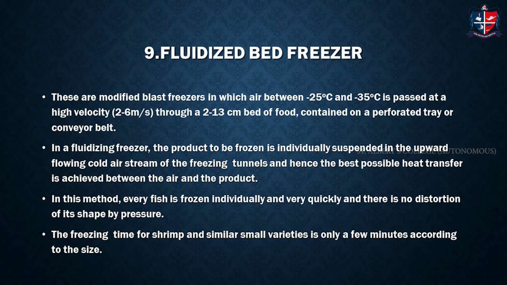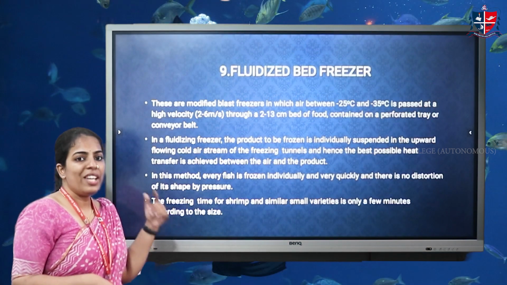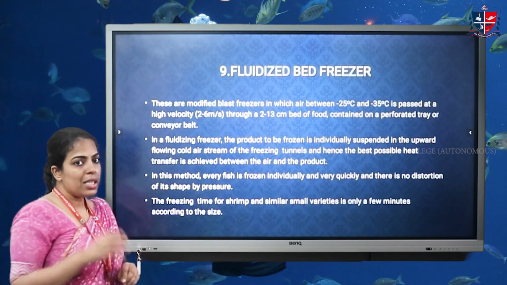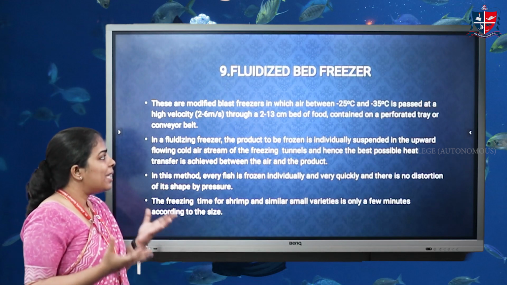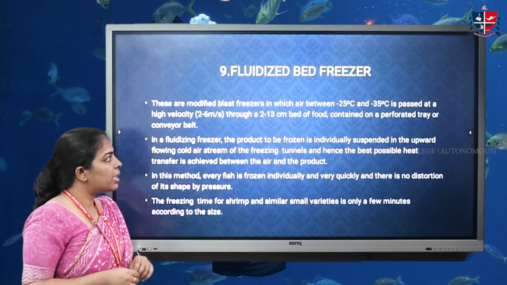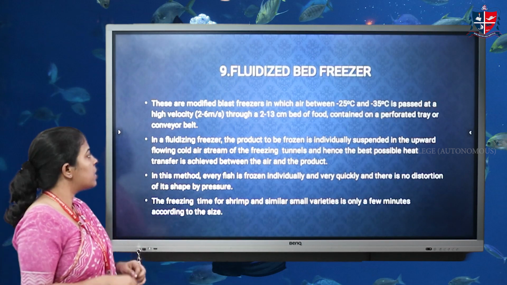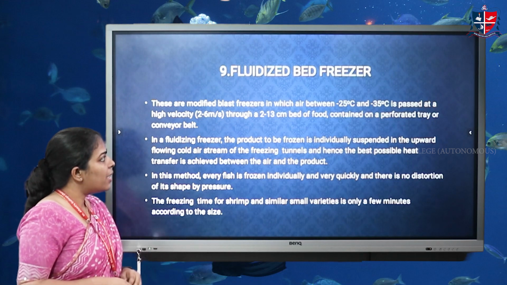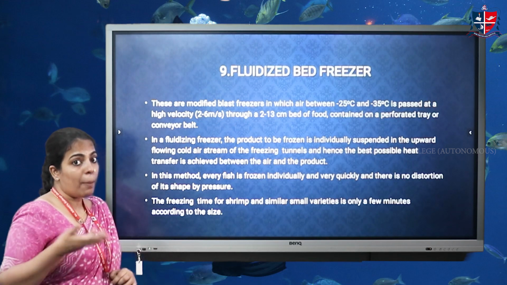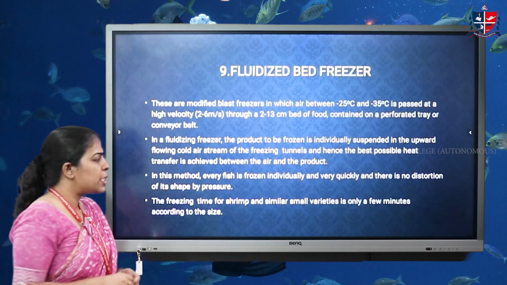Now, next is fluidized bed freezers. This is actually a modification of the air blast freezer, which we learned in the previous slides. The temperature here is constantly maintained between minus 25 degrees Celsius and minus 30 degrees Celsius, with a high air velocity of 2 to 6 meters per second. And there is a belt or a conveyor kept there.